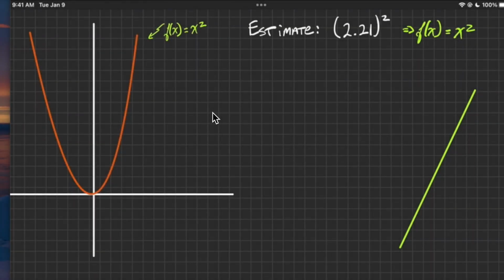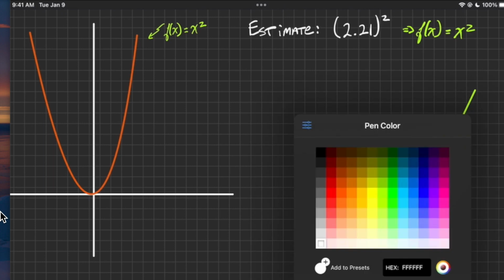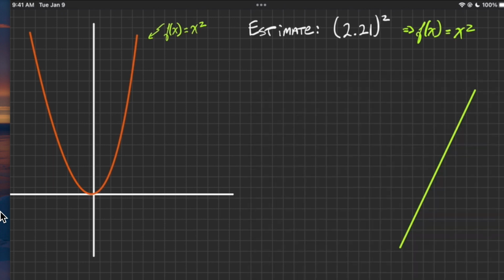Let's now go ahead and use linear approximation to estimate 2.21 squared. Our working function, f of x, is going to be x squared. I went ahead and drew that here. Our next step is to pick an a value that's easy and relatively close to 2.21. So our easy a value is going to be right here, a equals 2. Immediately, we're going to go ahead and get f of a, because we're going to need that. So f of a means we're going to plug 2 into our working function, and we're going to get 4.